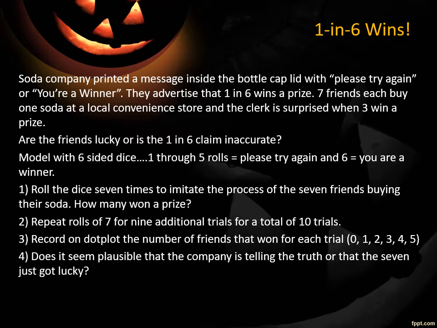Then you're going to go to the collaboration space, and under semester 1 activities, there's a page called 1 in 6 wins, and there you're going to record on the dot plot the number of friends that won for each trial. So you yourself are going to be entering 10 dots on the dot plot. Then once we look at the class data, we're going to decide together: does it seem plausible that the company is telling the truth or that the 7 just got lucky?